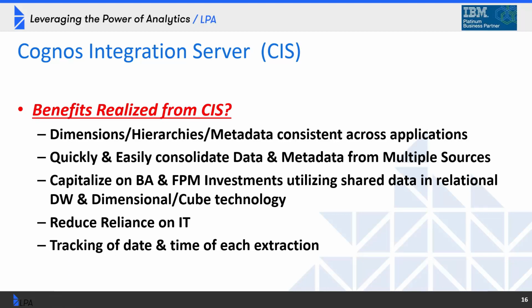Some of the benefits of using CIS, again, I've addressed a couple of these already, but you can automate the dimensions, hierarchies, and metadata, automate the integration, make them consistent across all applications. It's a huge thing of getting the single version of the truth. You can quickly and easily consolidate data and metadata from multiple sources. You can capitalize on your BA and FPM investments utilizing shared data and relational data warehouse and dimensional cube technology. So no matter where your data is stored, we can bring it all into Planning Analytics and get that single version of the truth. Again, IT does not have to be involved in this because it is pre-built into the Integration Server, and then the tracking of the date and the time on each extraction. So that's the logging capabilities of Cognos Integration Server.